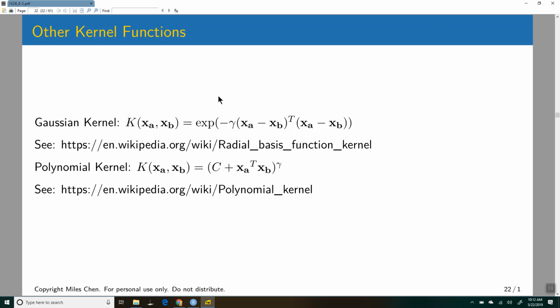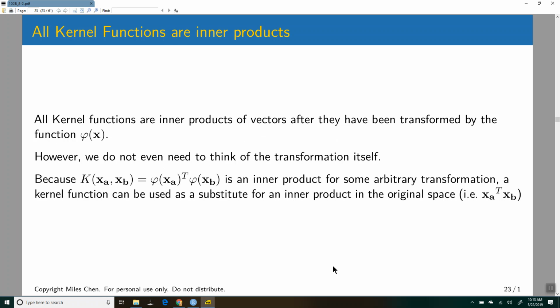Mathematically, what it's doing is using the Taylor expansion of the e to the x function, which is an infinite series, and doing the inner product there. But we don't have to worry about actually transforming it. We can just take the inner product. And so we can use kernel functions to do k-means clustering.